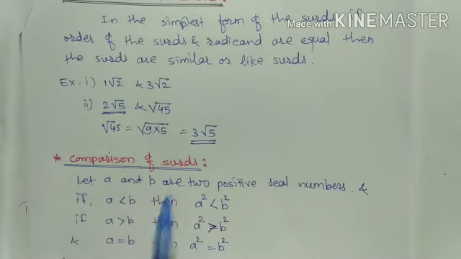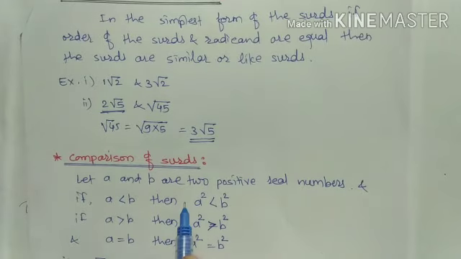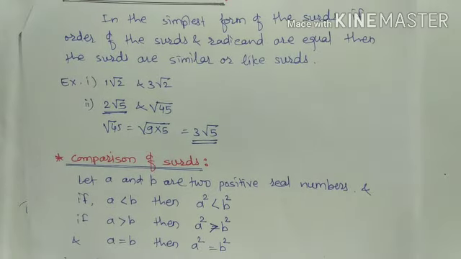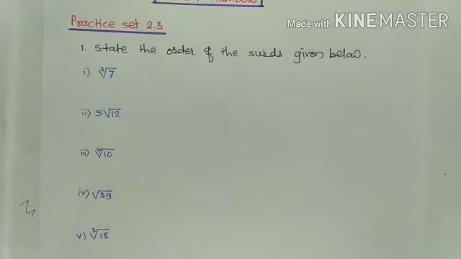Then comparison of surds. आता सर्ड्सची कंपॅरिझन करताना ज्याप्रमाणे आपण रिअल नंबरची कंपॅरिझन करतो अगदी तसंच सर्ड्सची कंपॅरिझन आपण करतो. See, if a is less than b, then a square is less than b square. If a is greater than b, then a square is greater than b square. And if a is equal to b, then a square equals b square. By using these rules, we can compare the surds. And now, in this video, we are going to solve the examples by using these concepts.